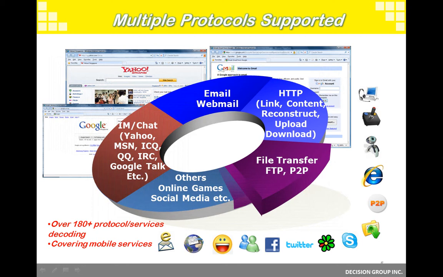So the key is the analysis system is really not very useful if you can't detect all of the major protocols. So for example, we detect over 180 different protocols in service and can decode them back into the original data so that you can look at the content of what people were really sending out or receiving. This is very, very important to be able to cover and detect and uncover the anomalies or the things that you need to investigate.